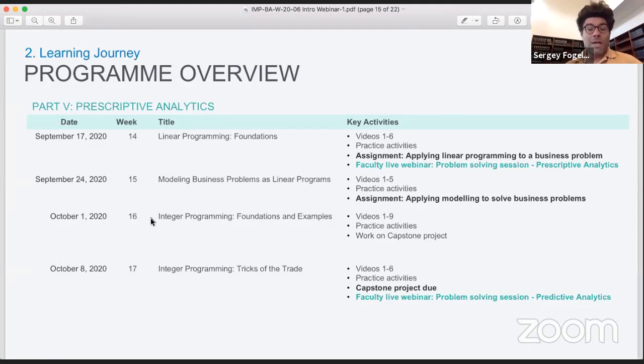Notice also that in week 16, you should actually be working on your Capstone project. In fact, weeks 16 and 17 are exclusively for the Capstone project. So the assignments stop in week 15, and your Capstone is due at the end of week 17.